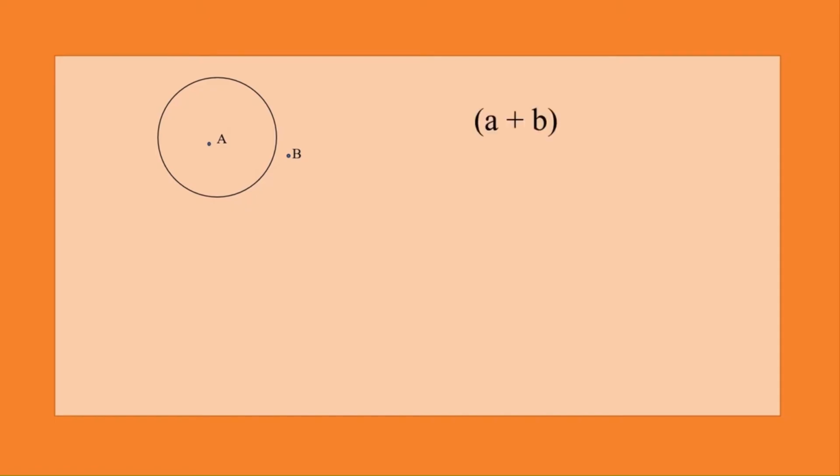Now where is A plus B? A plus B is inside the bracket. And where is C? C is outside the bracket. Where is P plus Q? P plus Q is inside the bracket. And where is R minus T? R minus T is also inside the bracket.